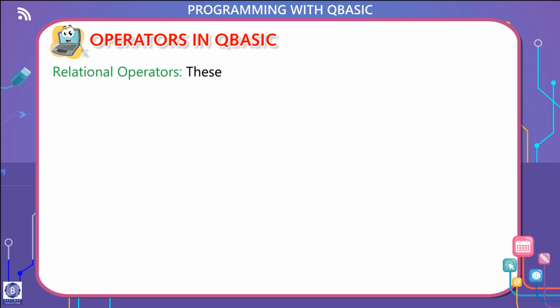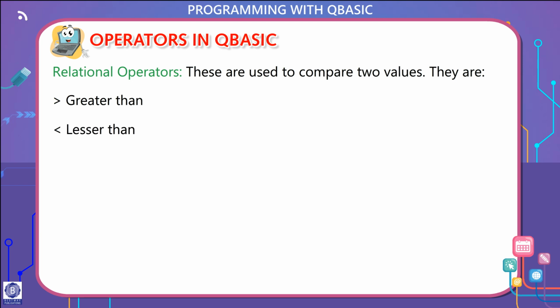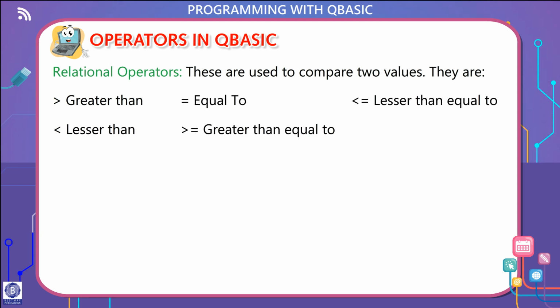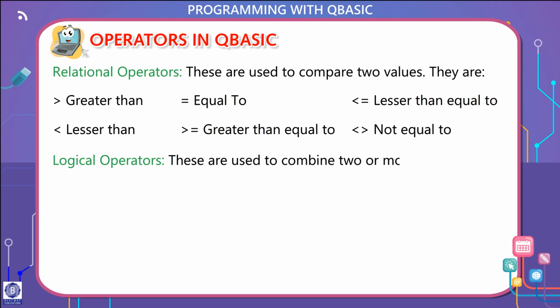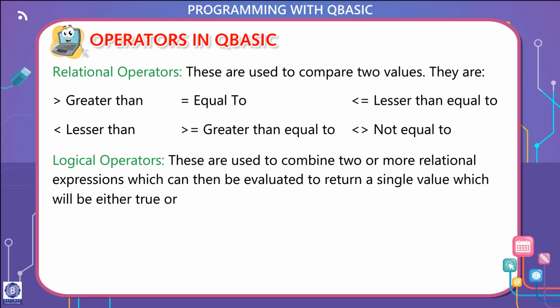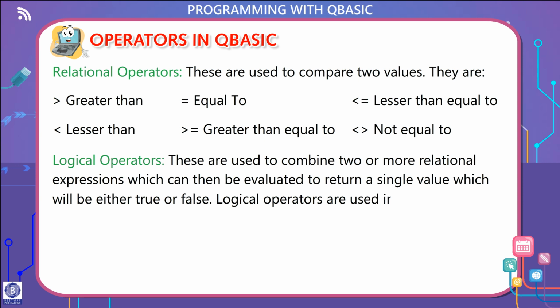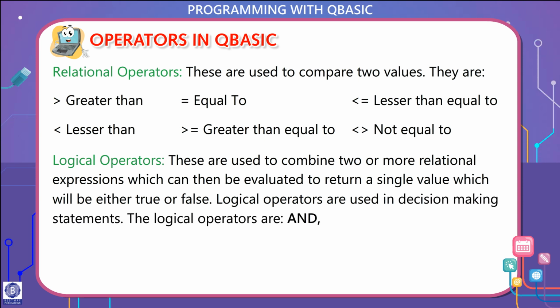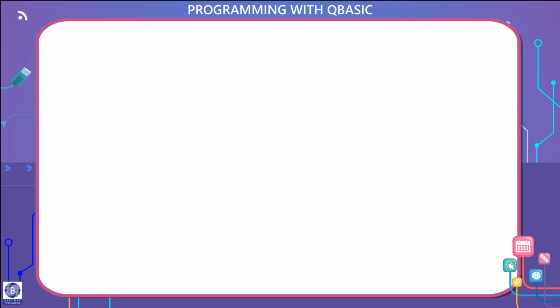Relational operators are used to compare two values. They are greater than, lesser than, equal to, greater than or equal to, lesser than or equal to, and not equal to. Logical operators are used to combine two or more relational expressions, which can then be evaluated to return a single value, either true or false. Logical operators are used in decision-making statements. The logical operators are and, or, and not.